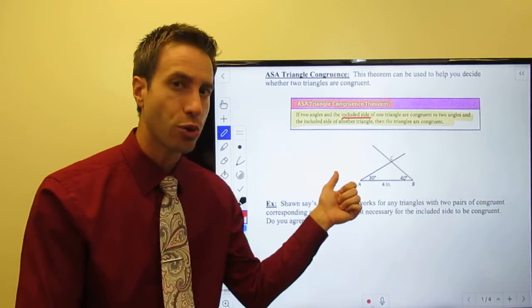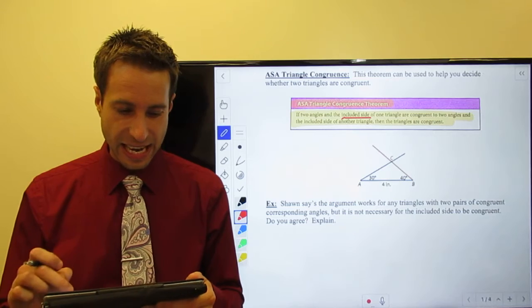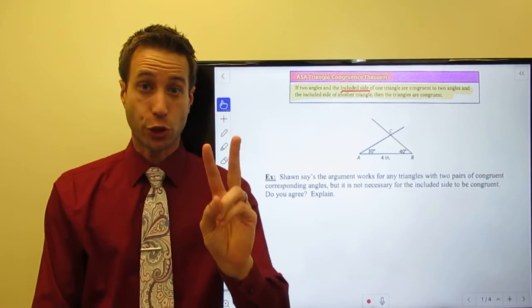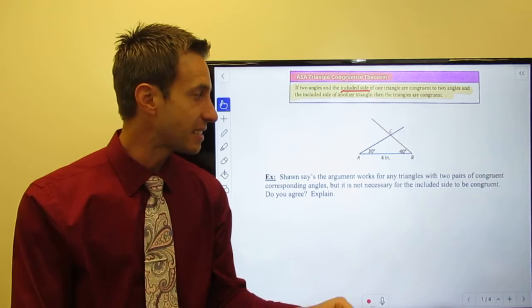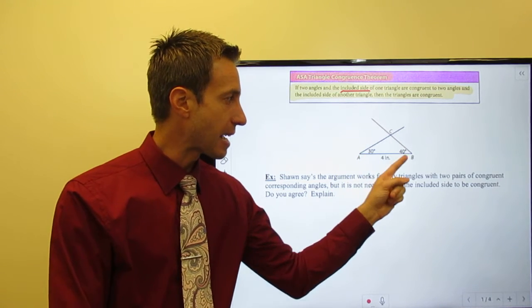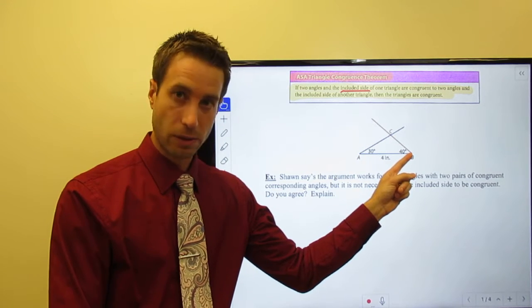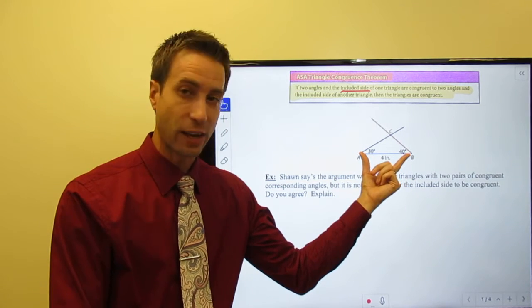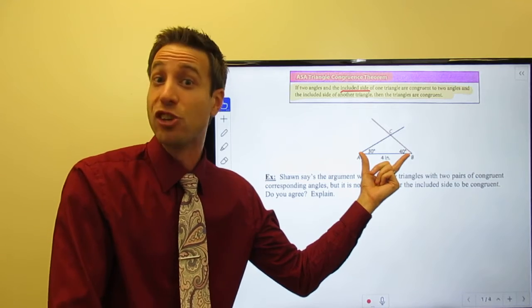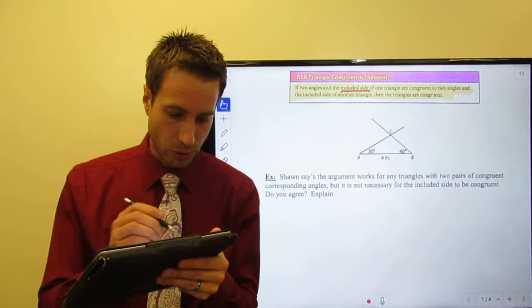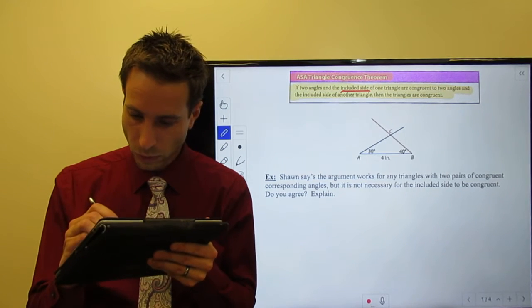And let me show you why in this diagram. Here's the idea. If I have 2 angles that are congruent, and let's say it's these 2 angles, A and B, so I have an angle of 30 and an angle of 40, those 2 angles are congruent to 2 angles in another triangle.